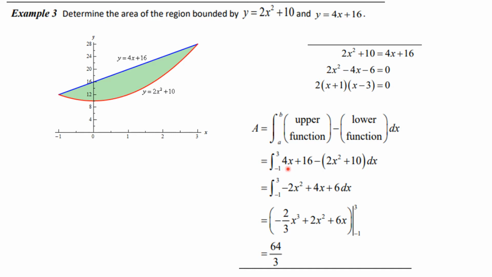Now the upper function is 4x plus 16 minus, and this is important, minus the whole of the lower function. So it's minus parentheses. That's a mistake students often make. And then you should go through and verify these calculations. But the area that we're seeking is 64 over 3.